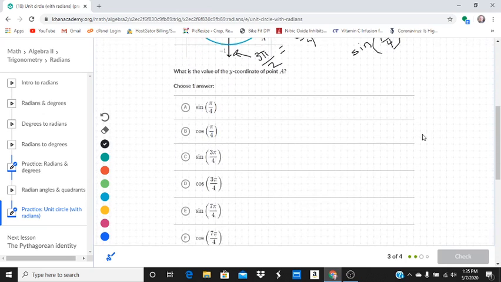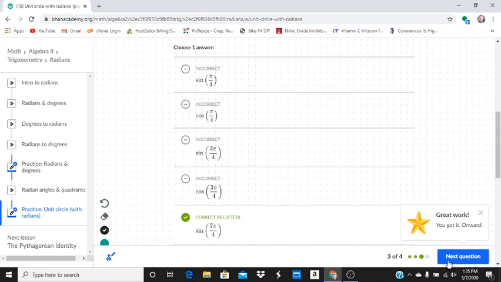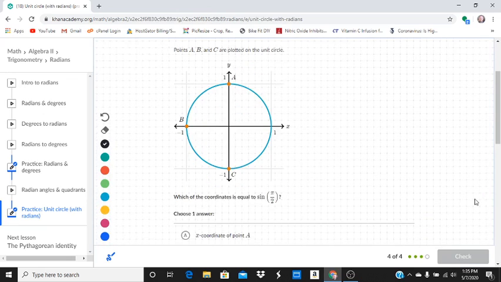Okay. And there it is. Check that. More energy points. They just keep coming. It's great. All right, next question. Final question. Let's see if we can get a perfect score.